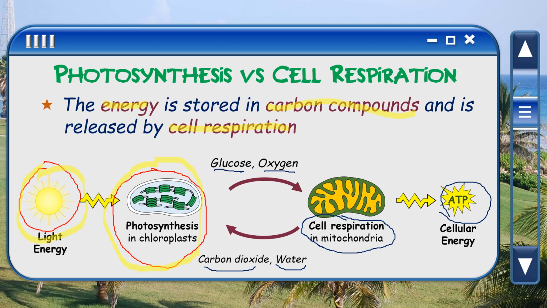Now from there, of course, the organisms will take in the carbon compounds, the major one being glucose. This glucose, in the presence of oxygen, will be broken down in the mitochondria. In the mitochondria we shall release our energy, which is going to be used by the cell. But we shall also release waste products like carbon dioxide and water, which will now be taken back and used by photosynthesis.